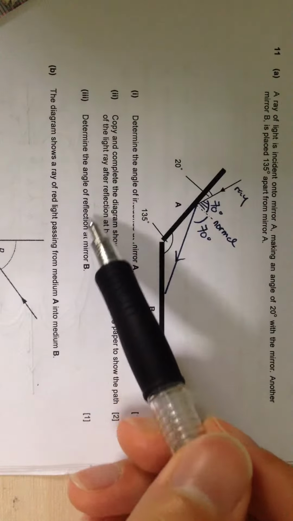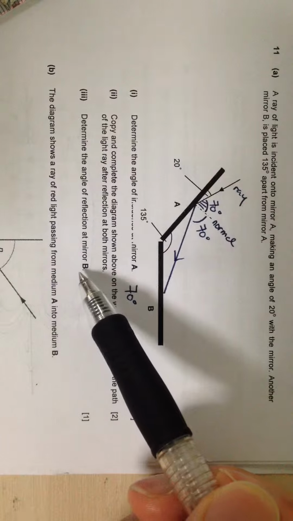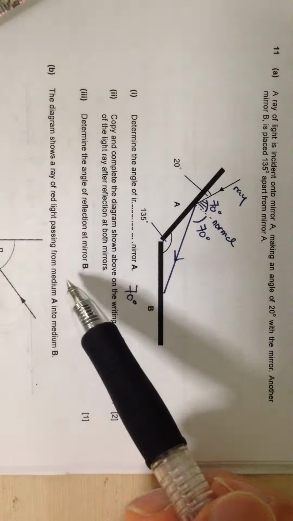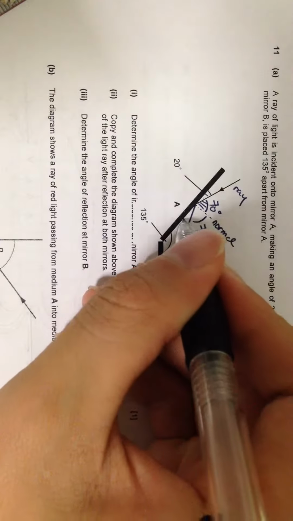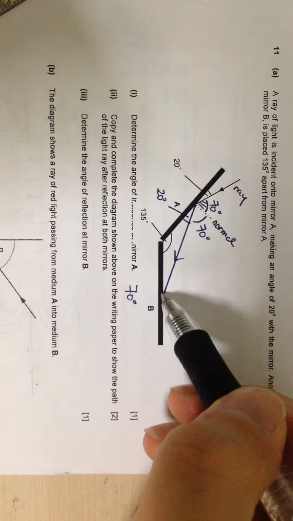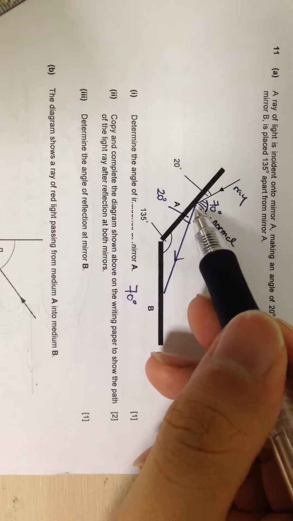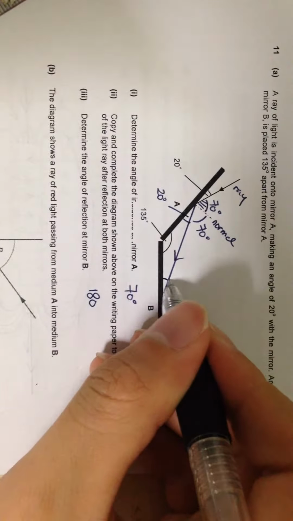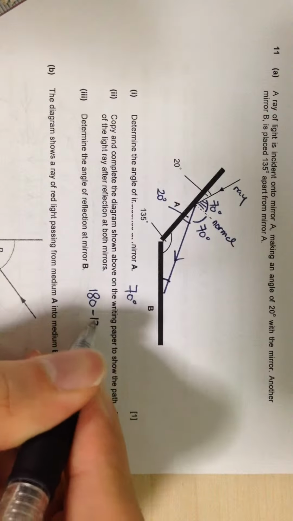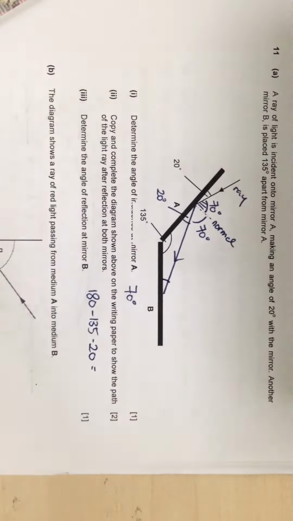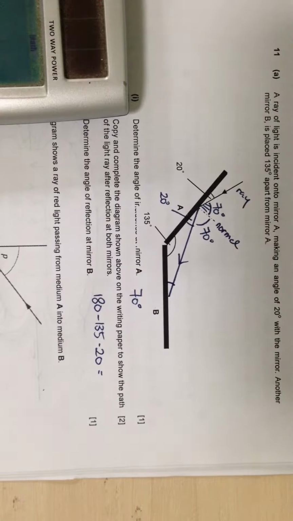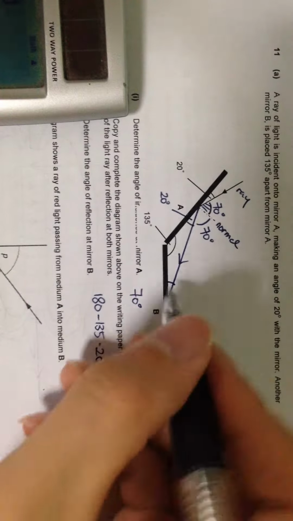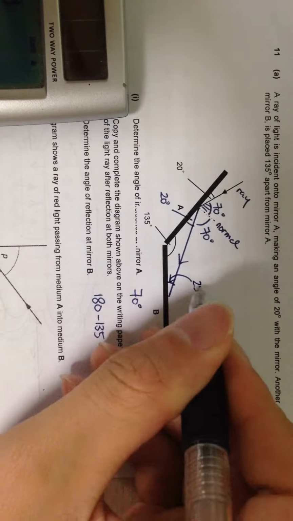Then you are asked to determine the angle of reflection at mirror B. Part 3 is basically your mathematics. It is just simple geometry. If this is 70 degree, then this one must be 20 degree. And you can see that this makes up a triangle. If this is 20 degree and this is 135, I want to find this angle. So I just take 180 minus 135 minus 20. I will get 25. So down here, this angle is 25.